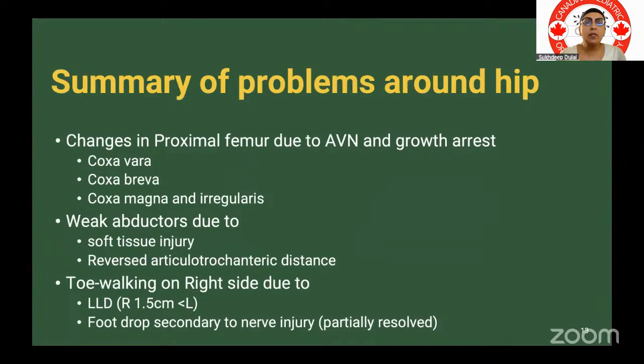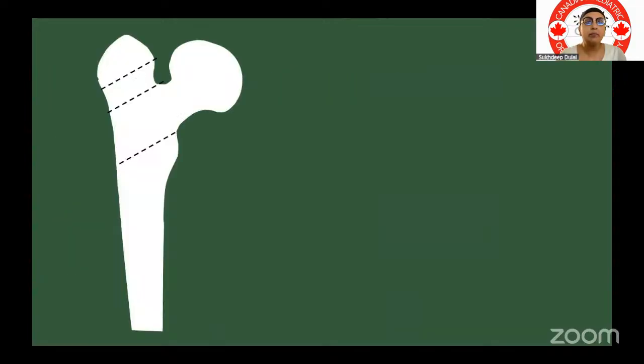So in summary, we thought his problems included changes in the proximal femur due to avascular necrosis and the growth arrest, as discussed, weak abductors from both the soft tissue injury, perhaps the nerve injury as well, and the reversed articular trochanteric distance, which would have disadvantaged the abductors. And then toe walking on the right side due to a combination of the limb length discrepancy and a foot drop that was secondary to his nerve injury, but partially resolved at this time.